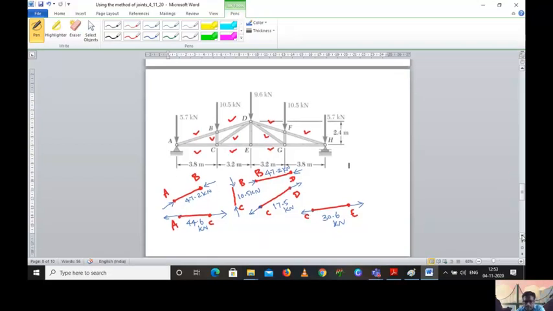Similarly, you can calculate for all other members. You know that the zero force member is DE. The force value FDE, that is FED, is equal to 0. This is called a zero force member.